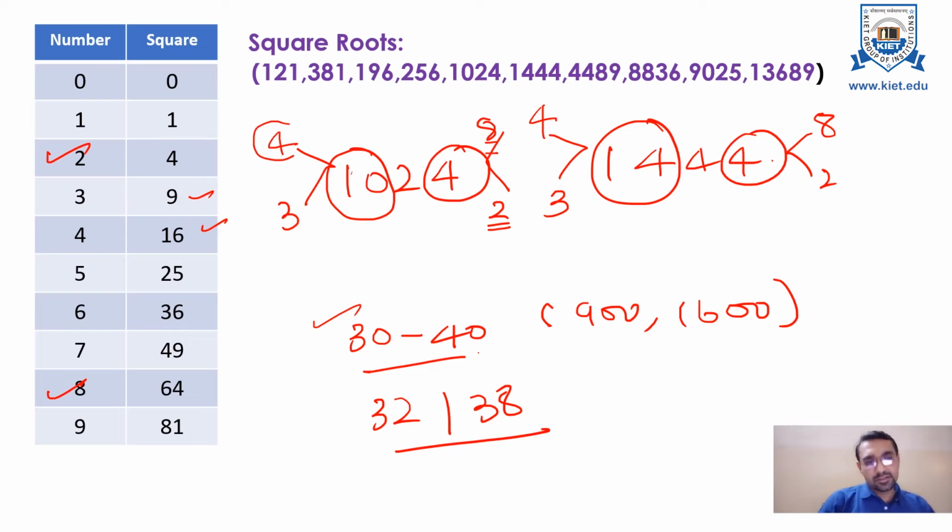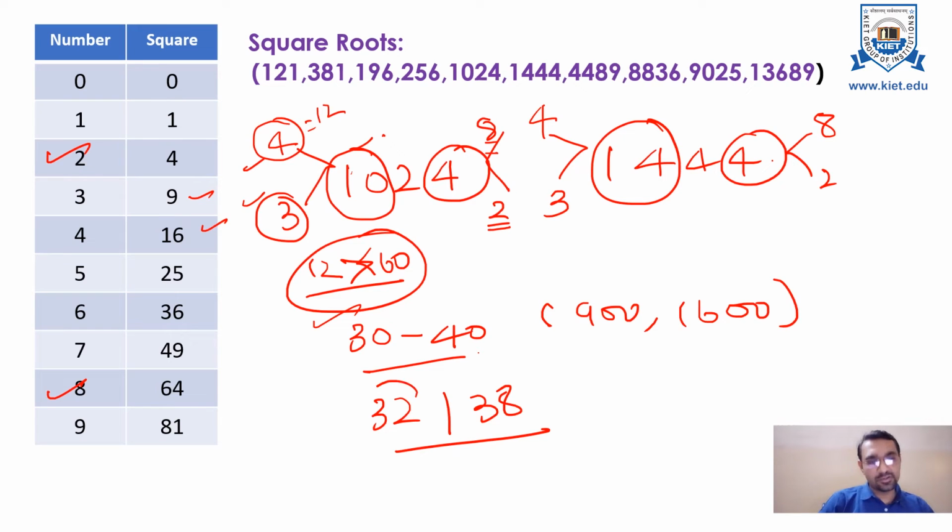Next you have to multiply these two numbers. 4 into 3, 12. This number is greater than 10. So you have to select the smaller number. 4 into 3, 12. The product is smaller than 14. So you have to select the greater number, that is 38. So the square root of 1024 will be 32 and the square root of 1444 will be 38.